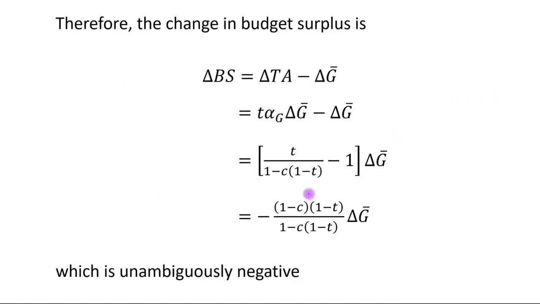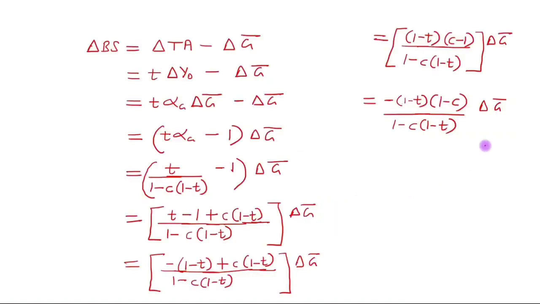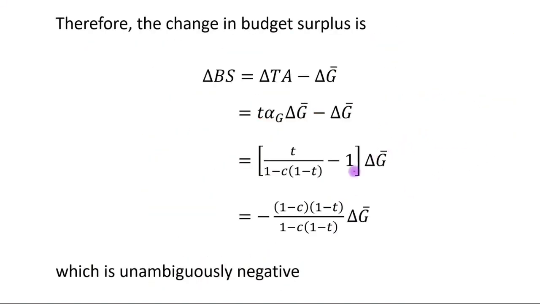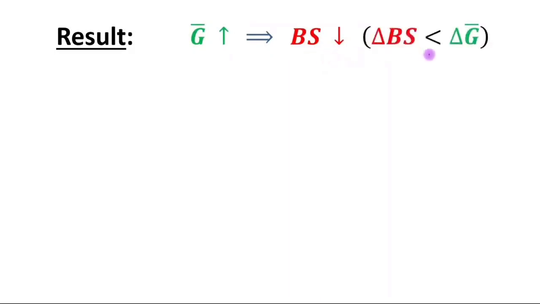This one is unambiguously negative. So if G bar increases, then budget surplus will be reduced. If G bar increases, then budget surplus will be reduced, and change in budget surplus over change in G bar is negative.